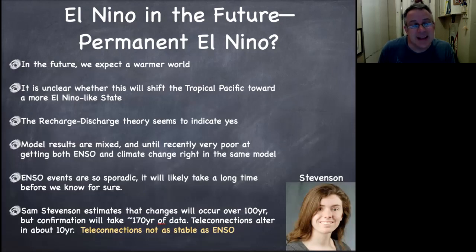We still don't have a clean explanation as to whether we expect El Nino to get stronger or weaker in the future, because the models tend to disagree about what it's going to do. What the models don't disagree about is that the teleconnections are going to change, and in particular, the wet and dry conditions that have to do with El Nino and La Nina are going to get more intense. That's a fairly clear prediction.